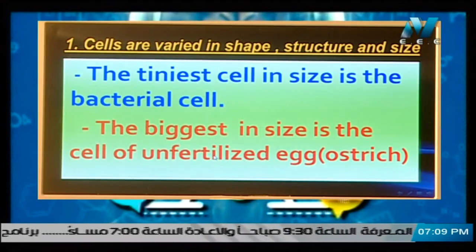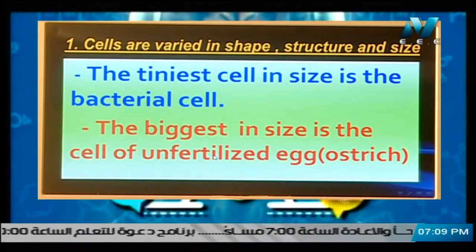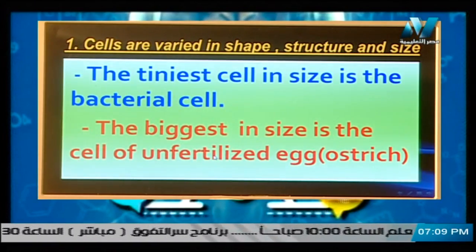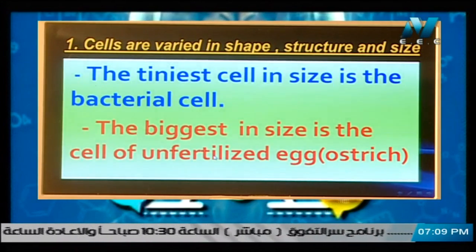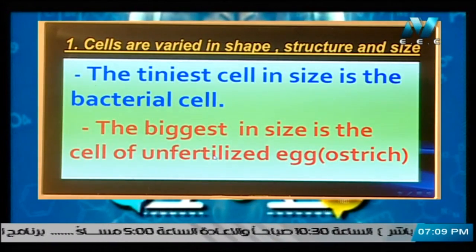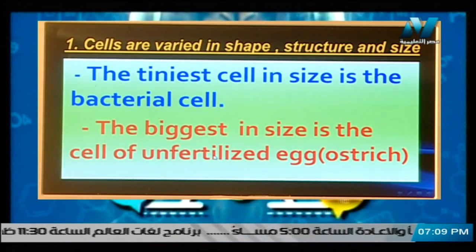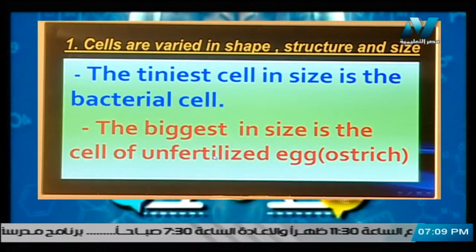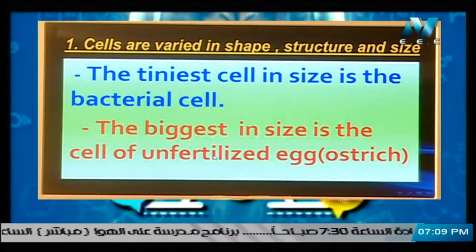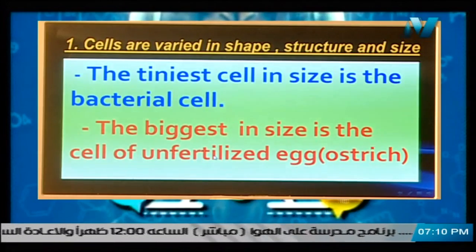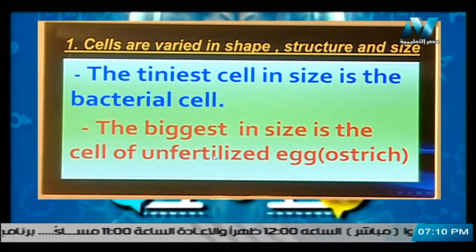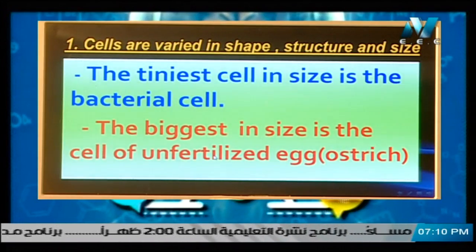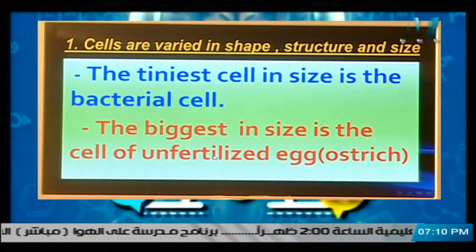Let's talk together about this part. When I talk about cells, they vary and can change according to shape, structure and size. Let's talk about the tiniest cell. The tiniest cell here we call the bacteria cell. This is our smallest cell. How do we know? We cannot see it with the naked eye, but we can see it under the microscope, the electron microscope, to see more details about this cell. So the tiniest cell here is the bacteria cell.